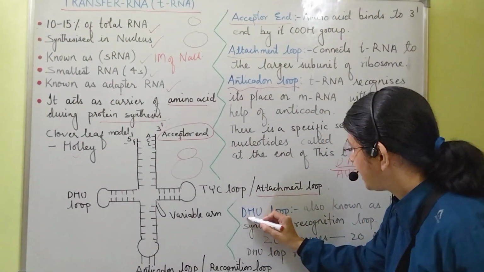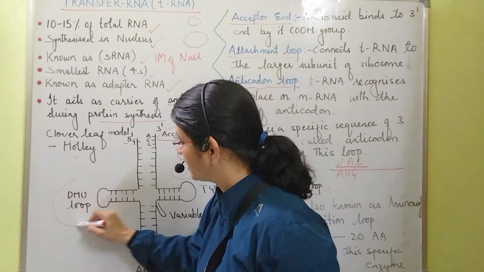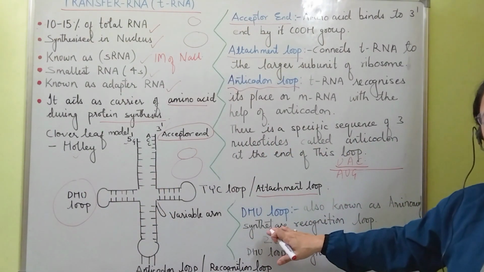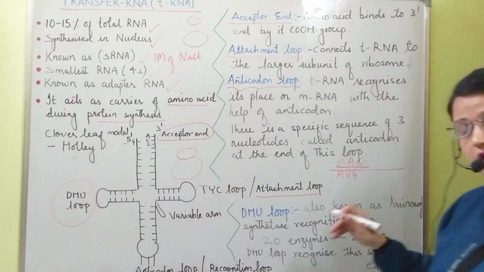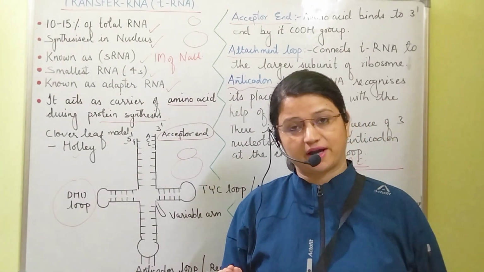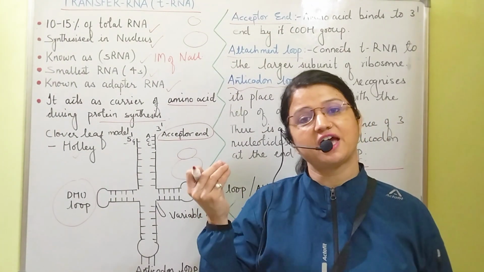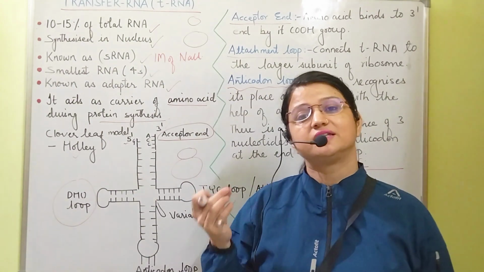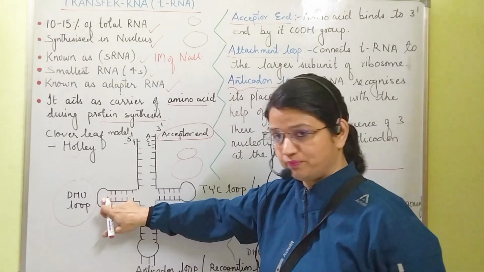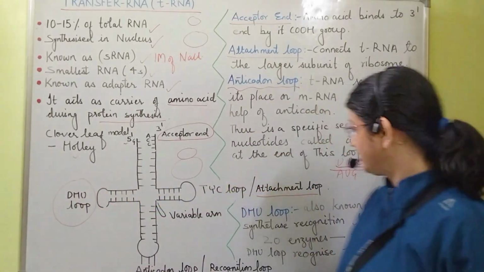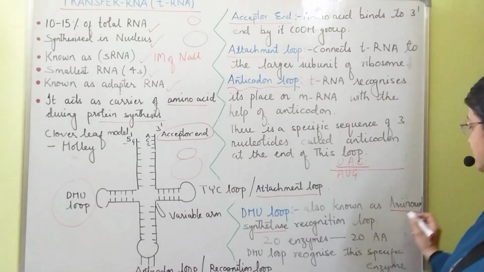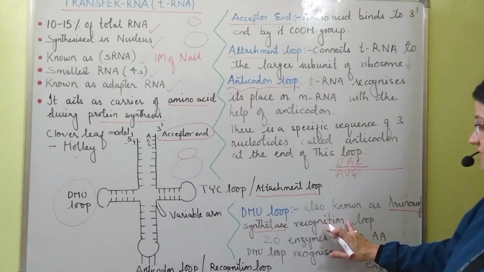Next is the DHU loop. So this is our DHU loop. It is also known as the amino acyl synthetase recognition loop. During protein synthesis, during translation, an enzyme is required for activation of the amino acid, and we have to remember the name of the enzyme. The enzyme is amino acyl synthetase. So this loop, which is known as the DHU loop, will recognize the amino acyl synthetase. So that's why it is known as the amino acyl synthetase recognition loop.